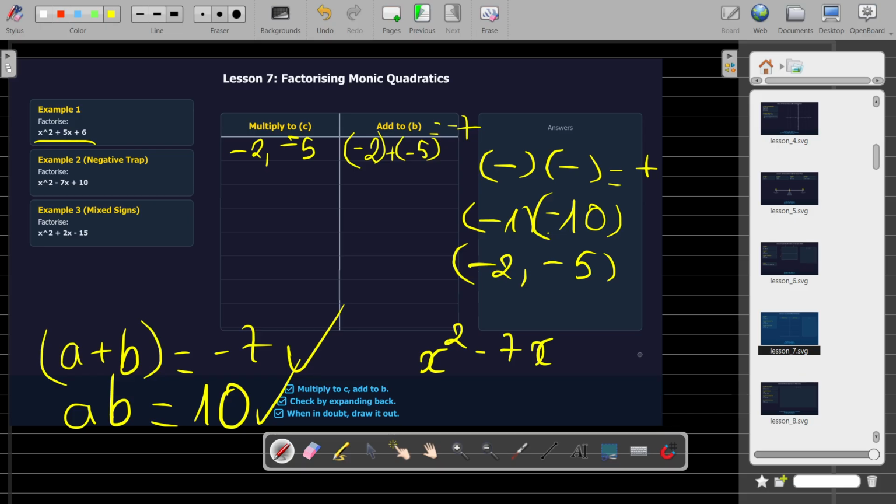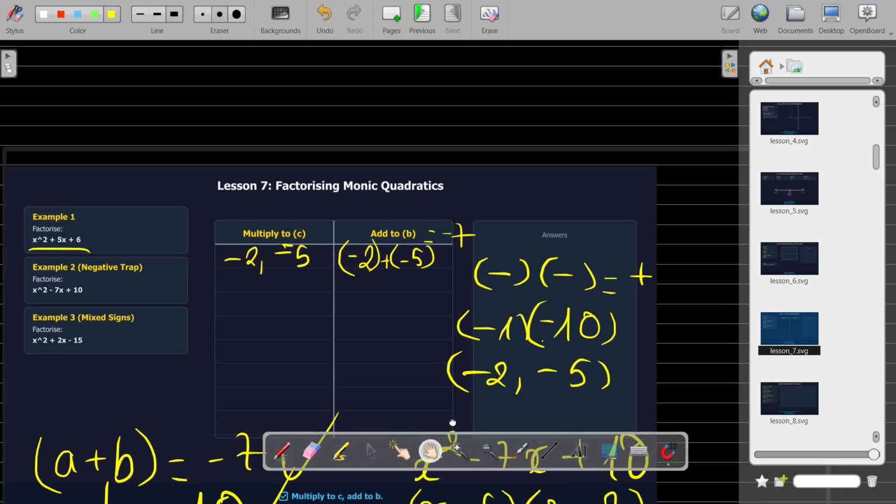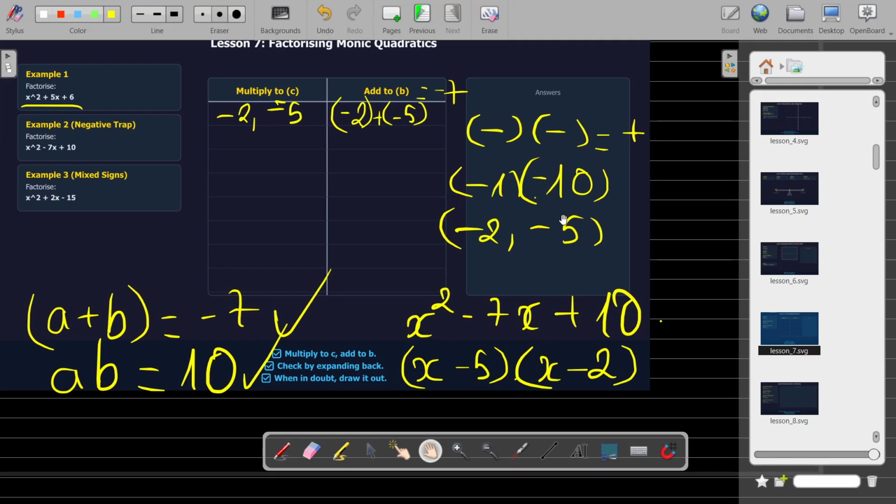minus 7x plus 10, we can immediately turn it into what? We can immediately turn it into, let's see, x minus 5 and x minus 2. Sorry, this is not the expansion, it's the factorization. So this will be our factorization form. Okay, give it a little bit of time, and that should be it for our second example.